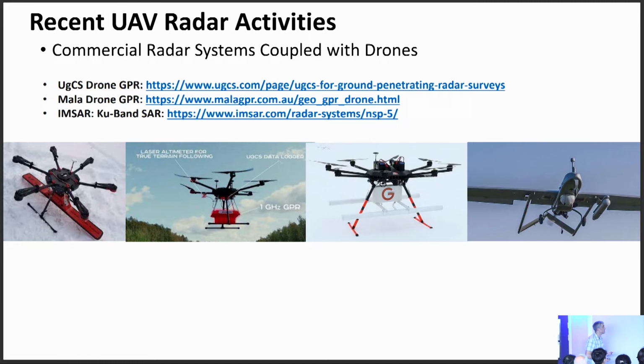There are also commercial systems available. We have UGCS drone GPR and Mela drone GPR, which essentially strap GPRs to hexcopters. And then there are also non-sounding systems, such as IMSAR, which provides a number of Ku-band side-looking imaging radars. And we see those here.